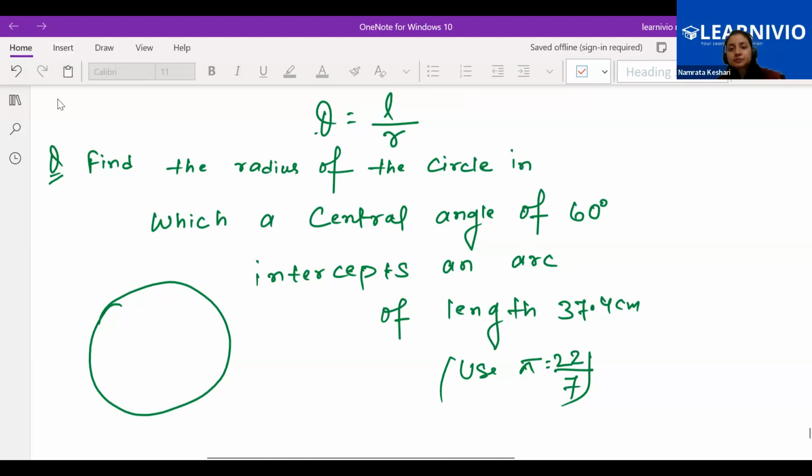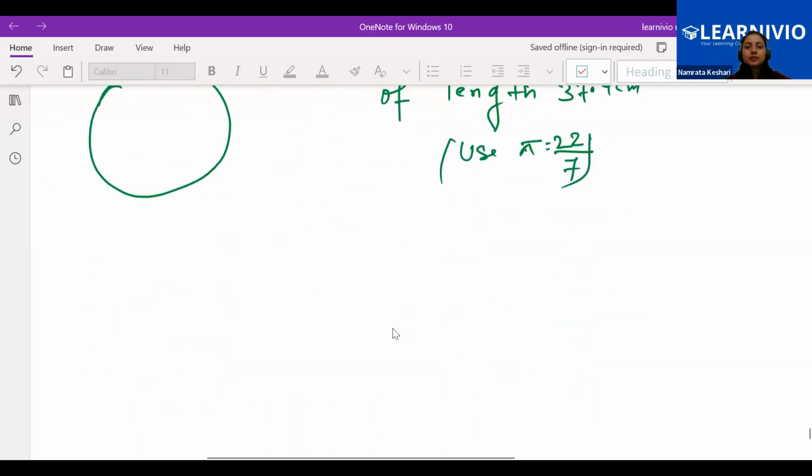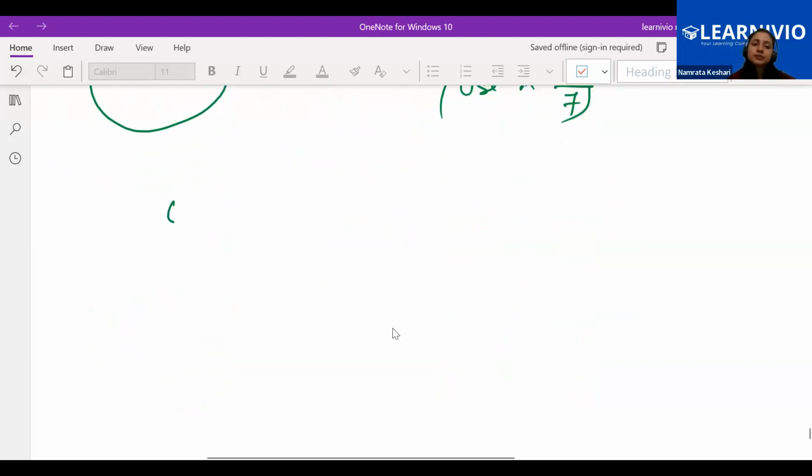Ma'am, I got 60 into 180 into 7 by 22. I'm doing. Wait. From degree to radian we'll be converting. If we have to convert 60 degree to radian, we will be multiplying 60 with pi by 180, right? Yes, ma'am. Right? Okay, so the angle is pi by 3.